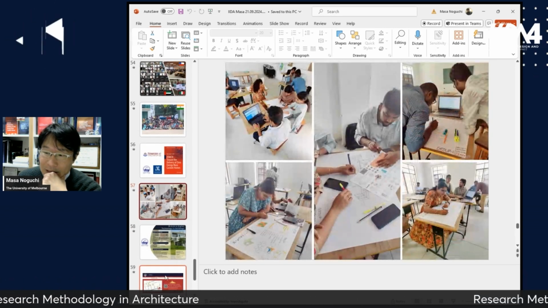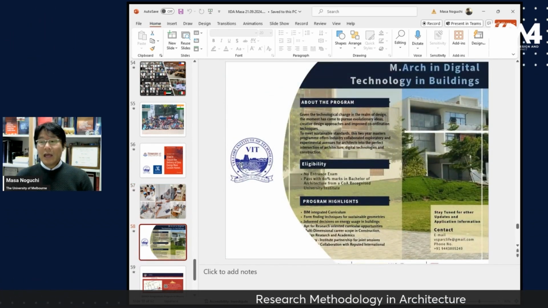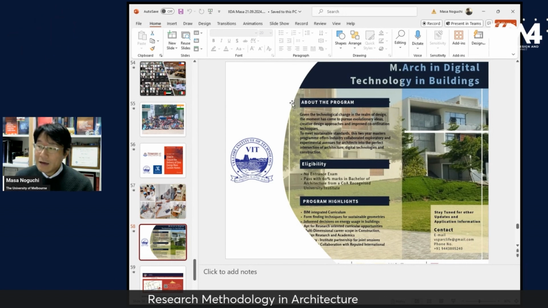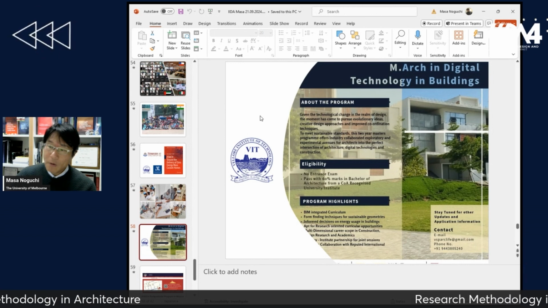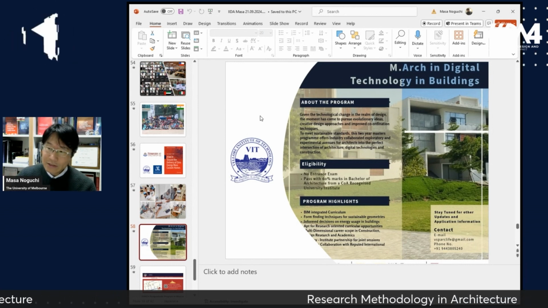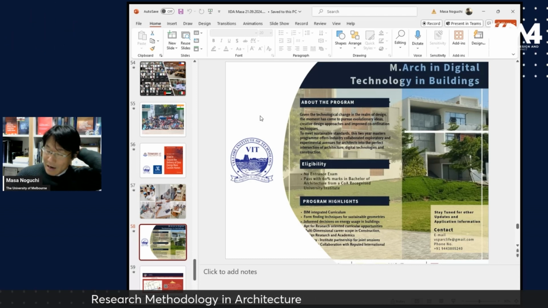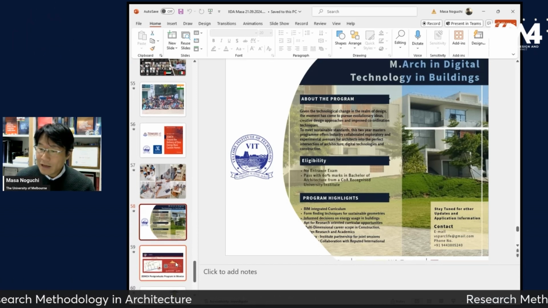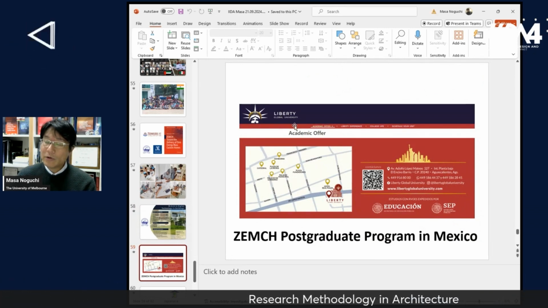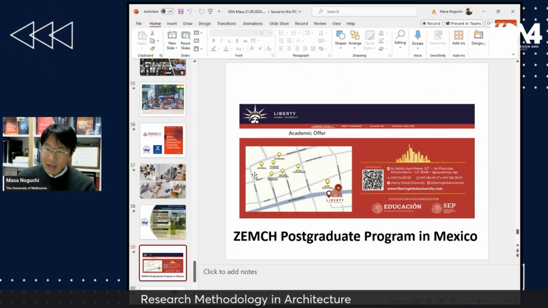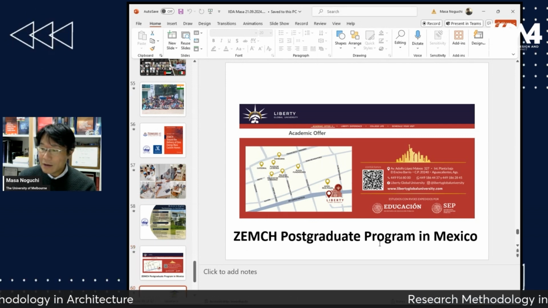Tyagaraja College of Engineering started teaching ZEMCH as an elective subject. Not only Tyagaraja College of Engineering, but VIT recently established programs which encompass zero energy mass custom home and environment experience design, the ZEMCH EXD elective subject. And Mexico's new university, Liberty Global University, is now aiming to establish ZEMCH postgraduate programs.